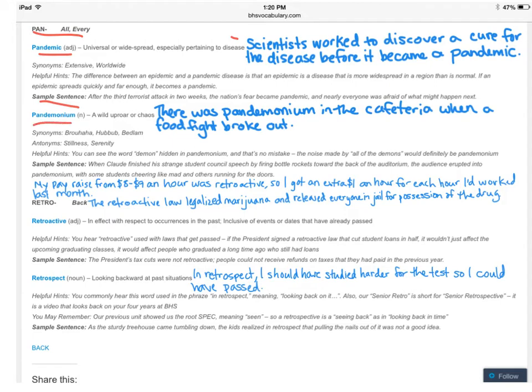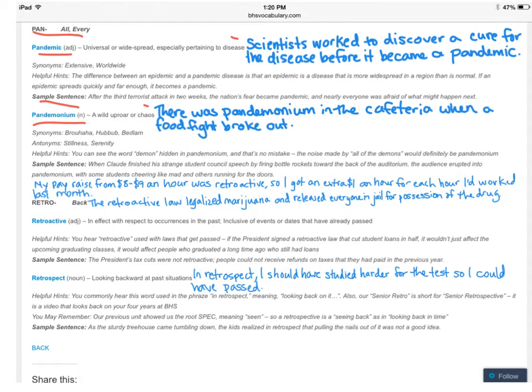Your second word is pandemonium, which is a wild uproar or chaos. This is a pretty easy one to use. You often hear something like pandemonium erupted or pandemonium broke out in the same ways you would say chaos erupted or broke out. The example I gave you here, there was pandemonium in the cafeteria when a food fight broke out. So there was lots of chaos, everything was crazy.